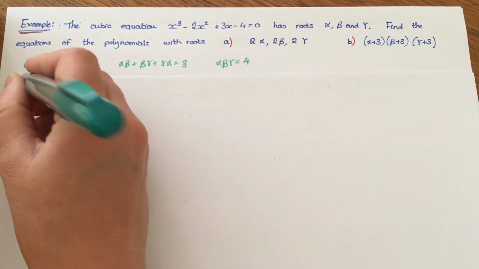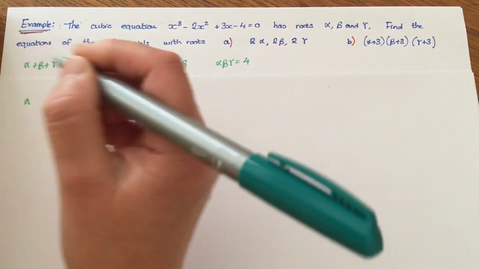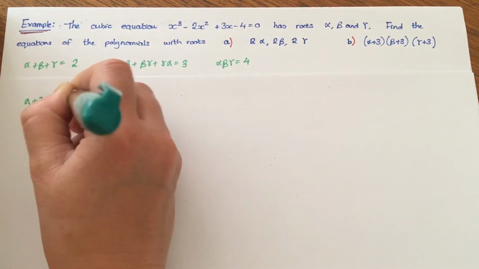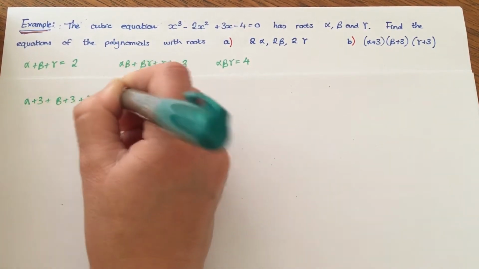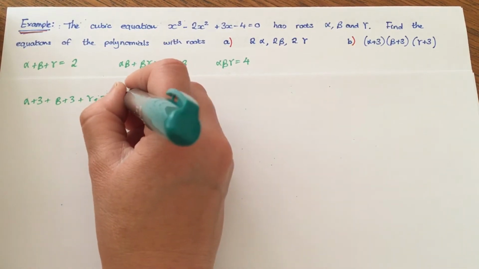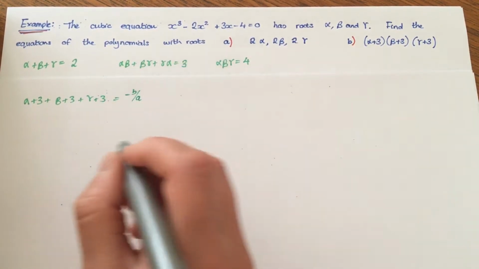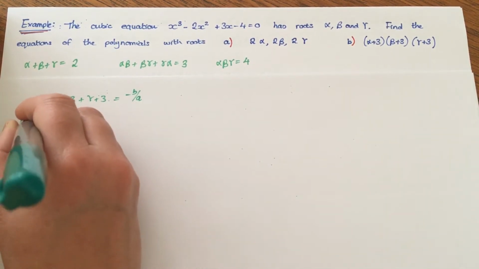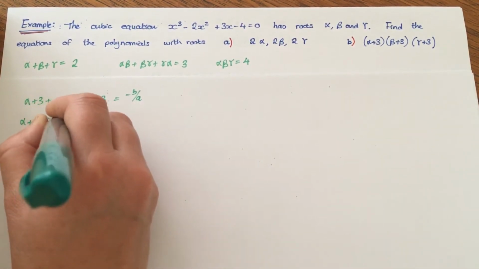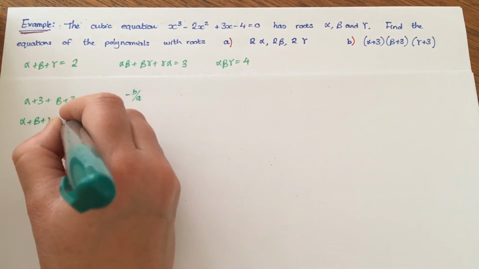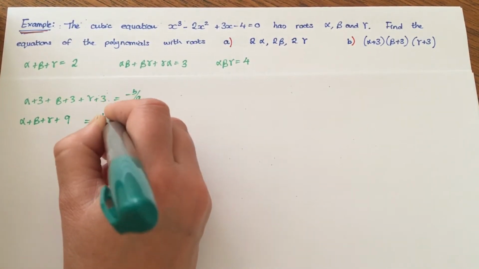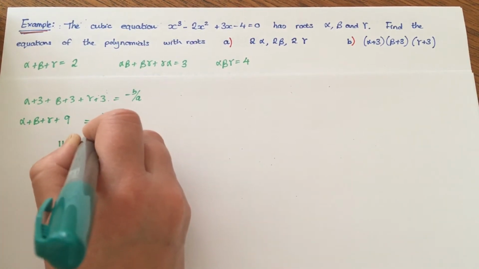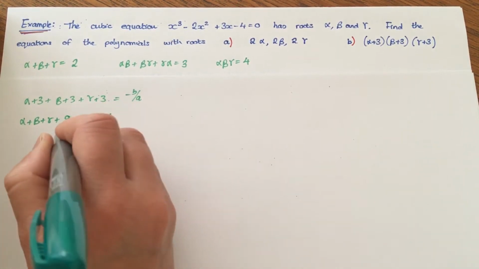I'd now be saying, right, the sum of the roots for this new equation would be alpha plus 3 plus beta plus 3 plus gamma plus 3, which would be minus b over a. Just from the identities that you should know, that would be alpha plus beta plus gamma plus 9. So 2 plus 9, so 11 is minus b over a.